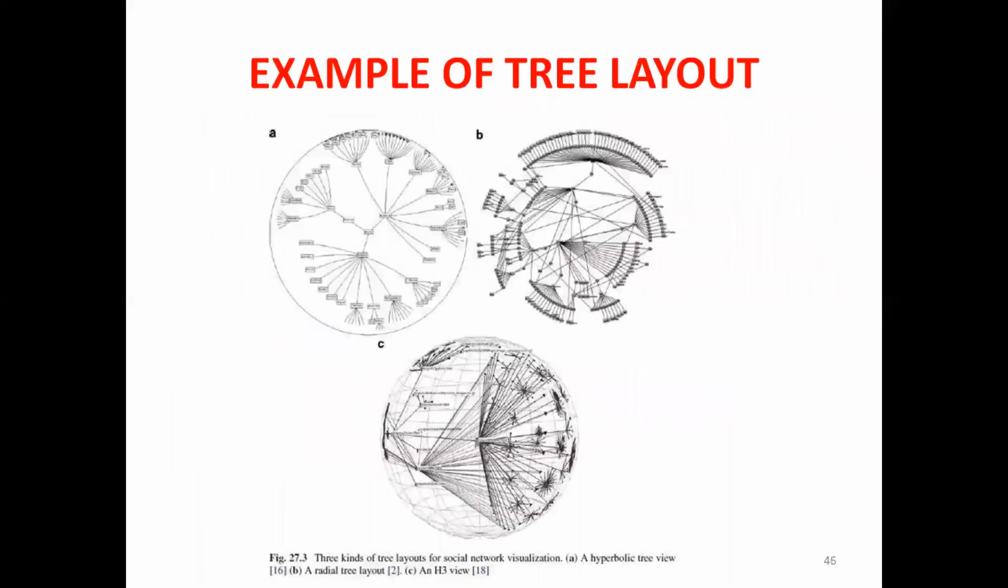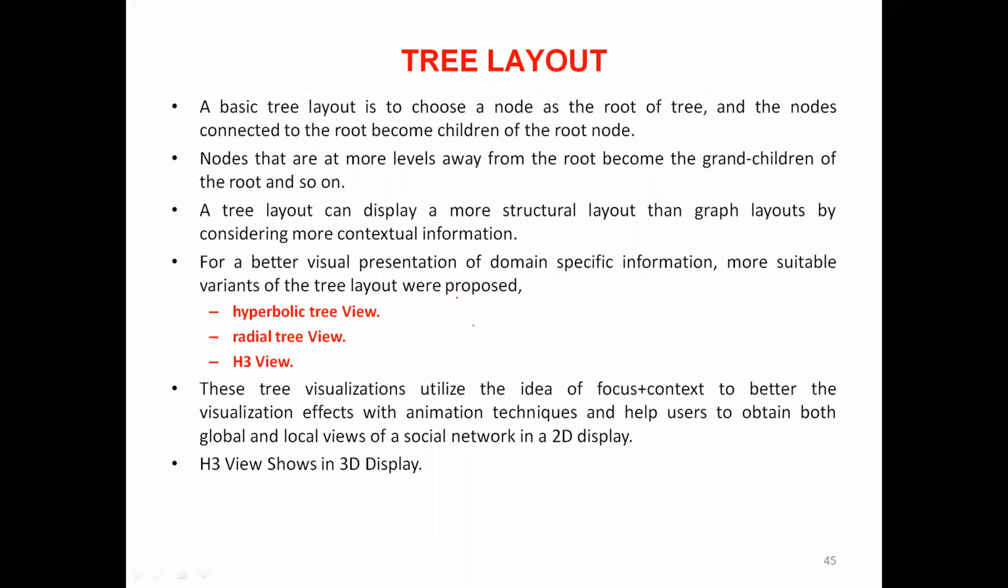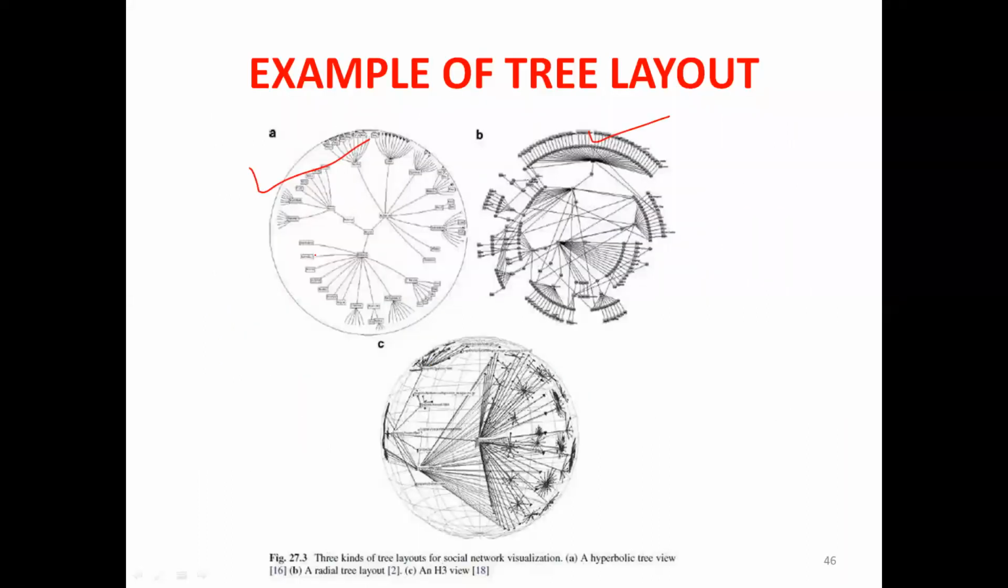See, this is an example of tree layout. I've shown it in a single slide. It's just a small example. This shows three kinds of layout. One is the hyperbolic tree view. Second is the radial tree layout. First is hyperbolic, then radial, then H3 view. You can find out how they are differentiated.